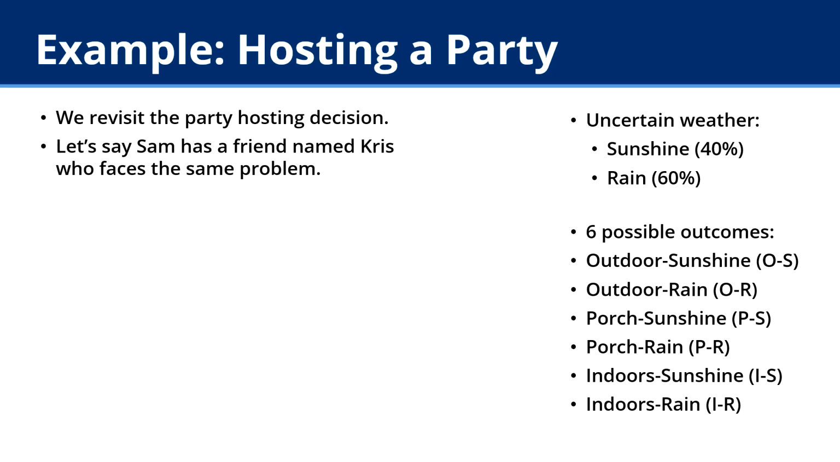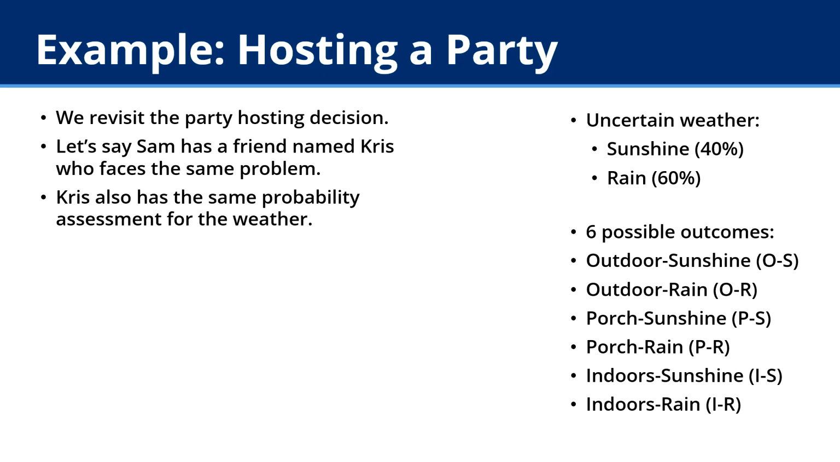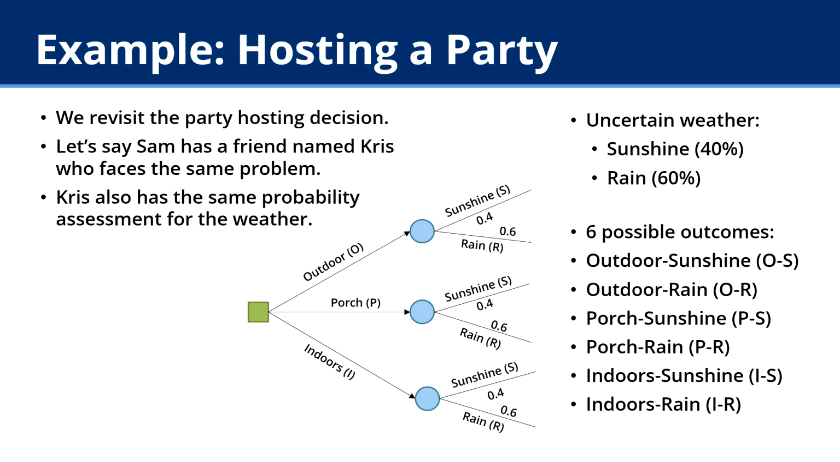Let's say Sam has a friend named Chris who faces the same problem. We already solved this. We analyzed the situation for Sam using the probabilities and using the different preferences for Sam. Now let's look at the problem from Chris's perspective. Chris also has the same probability assessment for the weather, so the decision tree will look pretty much the same at this time. Everything's the same, but Chris, although very similar to Sam, will have a different set of preferences.